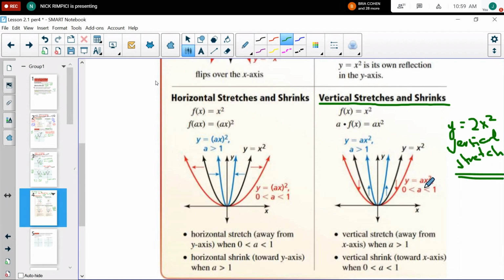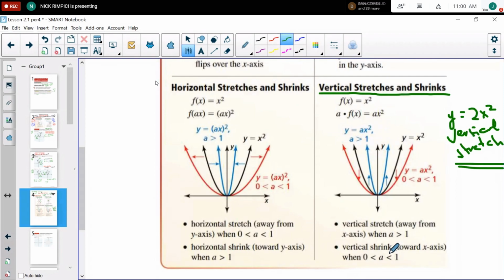Now, what if you want to make a vertical shrink? Well, to shrink vertically, we have to use small numbers, or numbers in between 0 and 1. So an example of something like that might be a half x squared. Okay, a half x squared, that's a number between 0 and 1. It's smaller than 1. And that might look like the red one, where this graph is getting wider. It's a vertical shrink. A vertical shrink means it's not as tall. So when it's not as tall, it's getting pushed towards the x-axis. It's getting wider. So this is a vertical shrink.